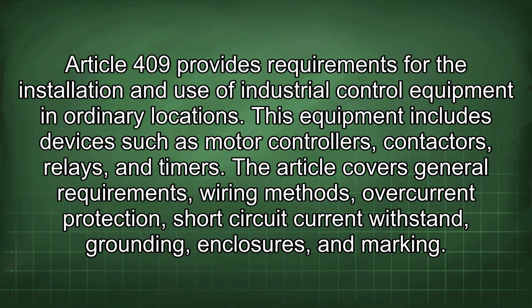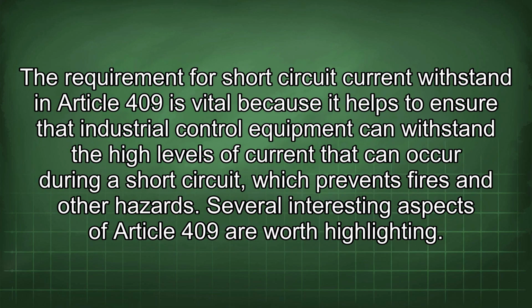This equipment includes devices such as motor controllers, contactors, relays, and timers. The article covers general requirements, wiring methods, overcurrent protection, short-circuit current withstand, grounding, enclosures, and marking. The requirement for short-circuit current withstand in Article 409 is vital because it helps to ensure that industrial control equipment can withstand the high levels of current that can occur during a short circuit, which prevents fires and other hazards.